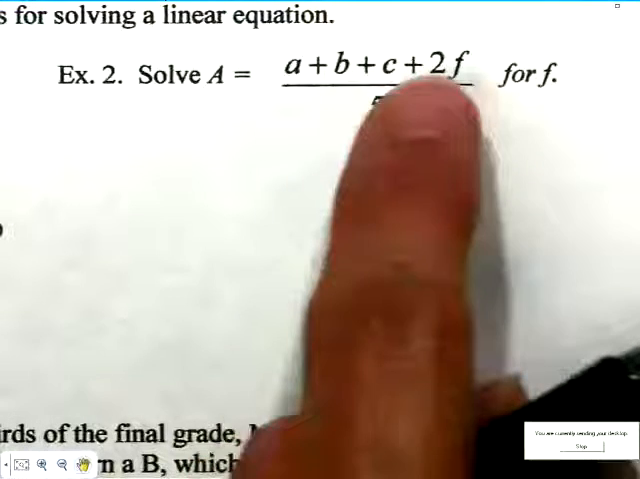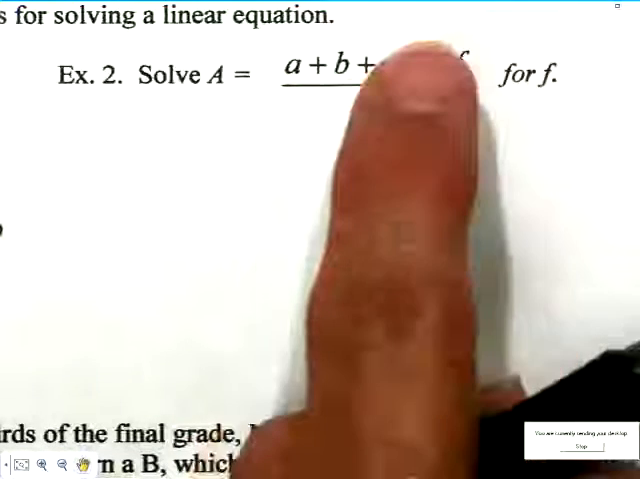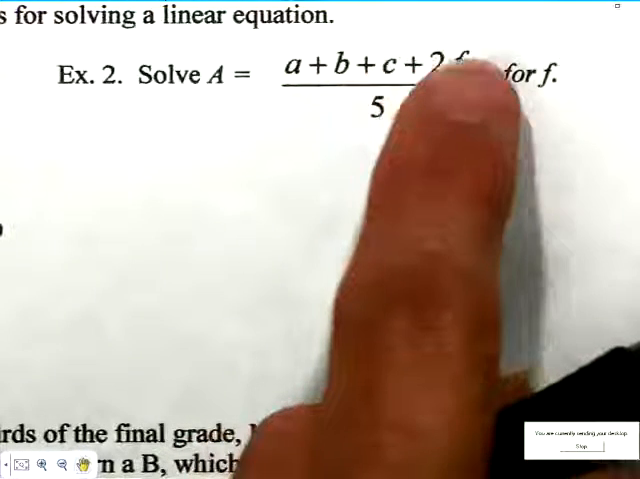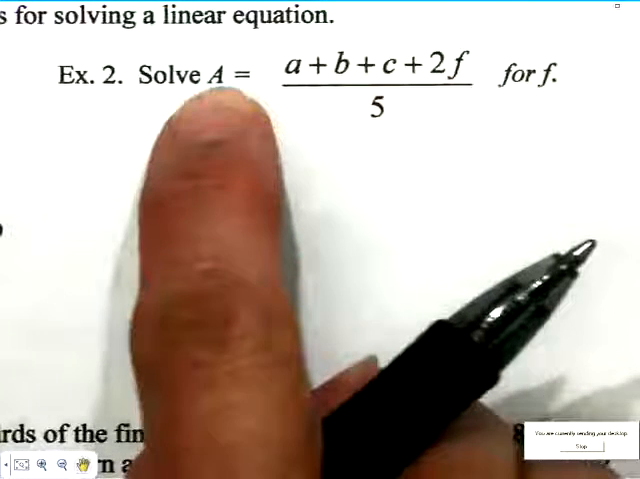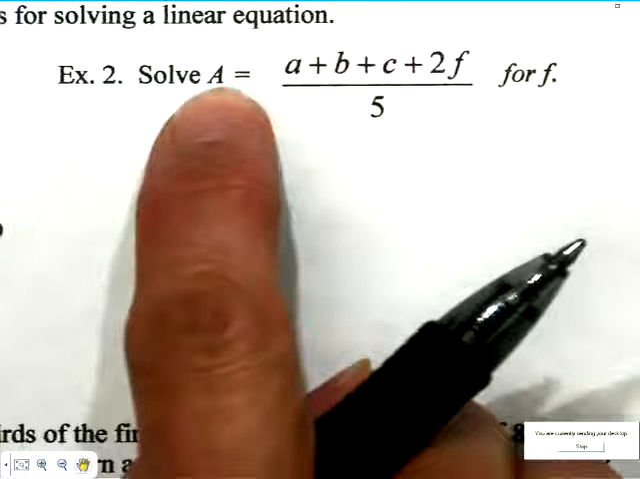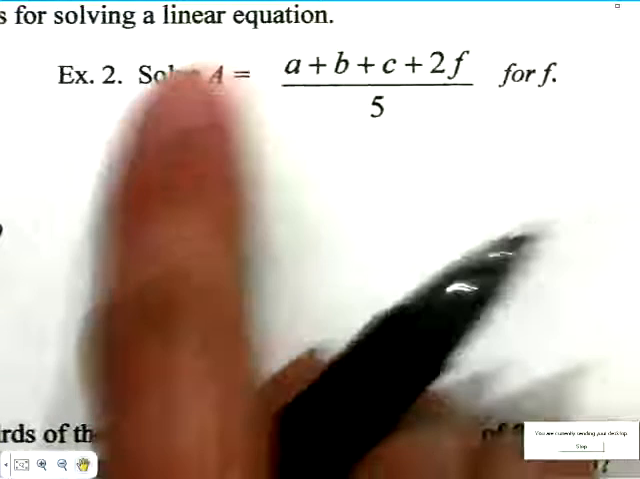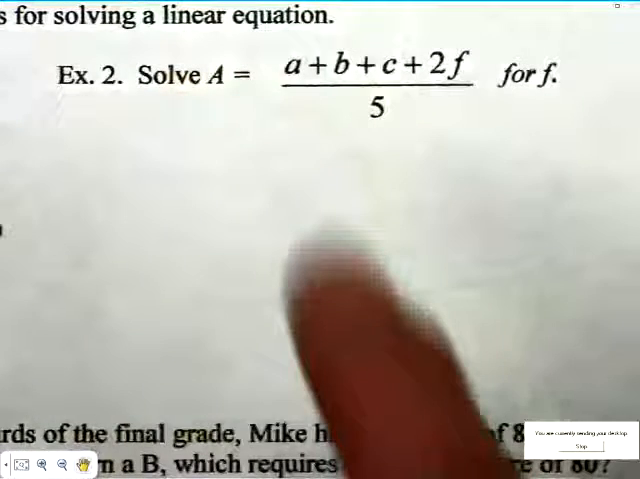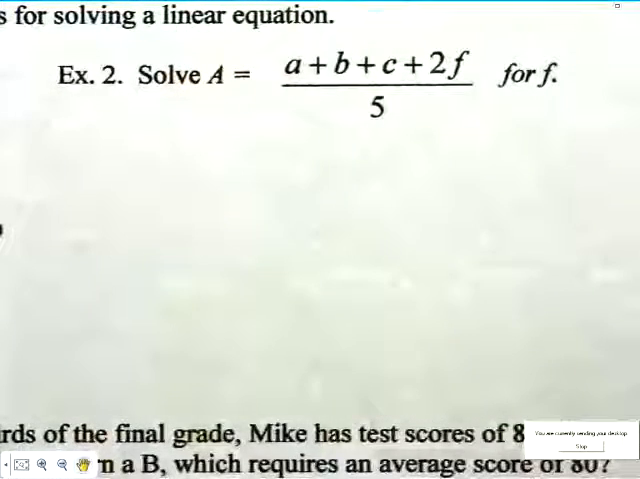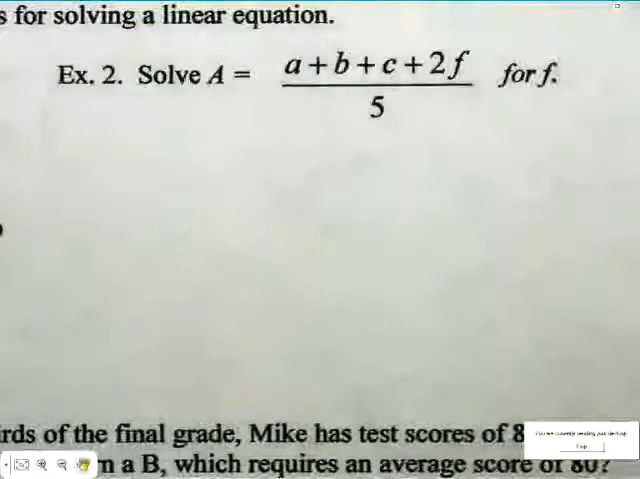So what if I had already taken test 1, 2, and 3, and I wanted to calculate what I needed to make on the final in order to have whatever letter grade I wanted? If I wanted an A, I'd put a 90 in the place of A. If I wanted a B, I'd put an 80 in place of this A for average. So what if I wanted, on an Excel spreadsheet, a formula that would calculate for F, the grade on the final, for any letter grade that you wanted?